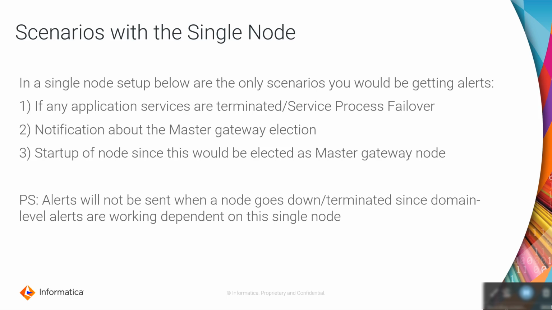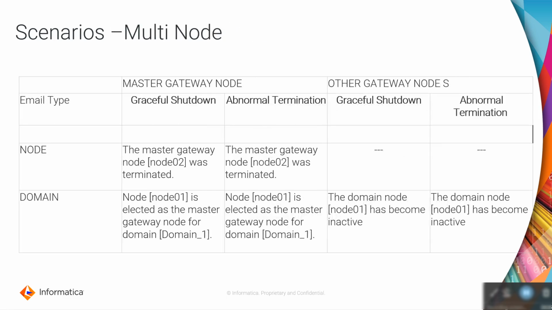Now, coming to the multi node setup, we'll be dividing it into two categories, the master gateway nodes and the gateway nodes, and the two situations where your node is down, or the alerts related to the domain. There are two terminologies we are using: graceful shutdown and abnormal termination. Graceful shutdown is when, due to some maintenance activity or some process, you yourself are bringing down the domain, and abnormal termination is when, due to some issue, your node or domain is down.